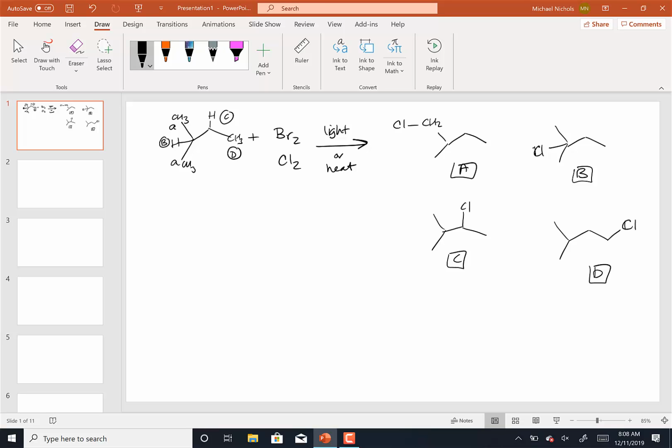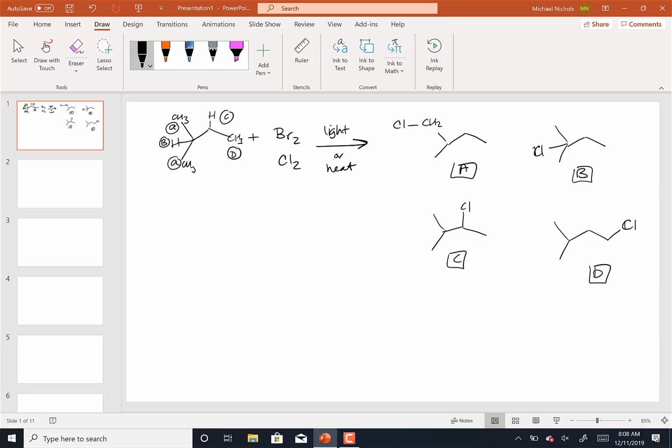When we first start out, sometimes people will think that the CH3s that I labeled A and D would give the same product. You need to check that. In this case, product A's name is 1-chloro-2-methyl butane. Over here it would be 1-chloro-2,3-dimethyl butane. So products A and D are different, and therefore they will give different products.